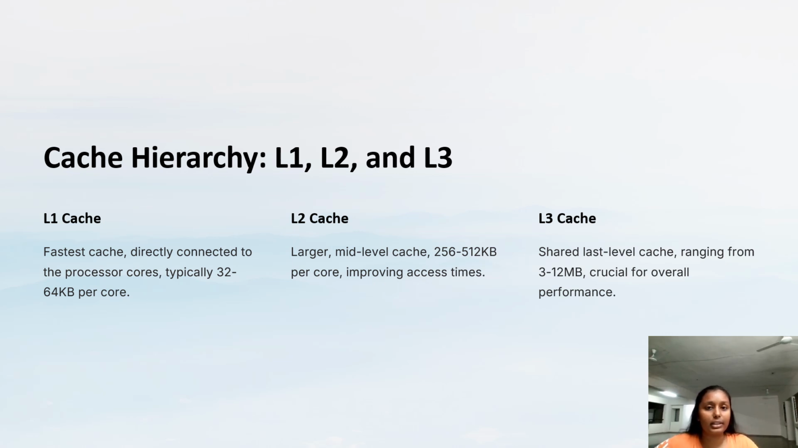So, when the processor needs data, it first checks the L1 cache. If the data isn't found, it checks the L2 cache. If the data is still not available, it moves to the L3 cache. Only after all three cache levels are checked does it move to the RAM, which is much slower than the cache memory. So the data is stored so that it can be retrieved as fast as possible.